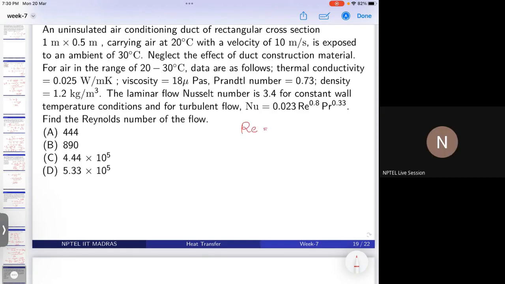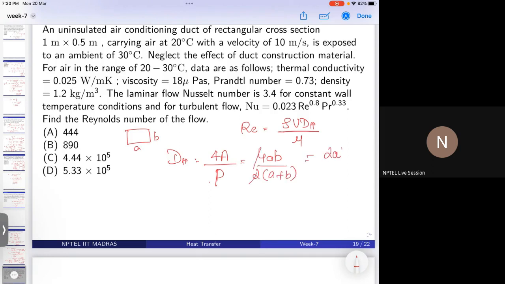So the Reynolds number is rho v times the hydraulic diameter divided by mu. What is the hydraulic diameter? 4A by the wetted perimeter. Here it is a rectangular duct, so the cross-sectional area is a into b. Perimeter is 2 times (a plus b), so D_h is 4ab divided by 2(a plus b), which is 2ab by (a plus b), which is equal to 2 into 1 into 0.5 all divided by 1 plus 0.5.